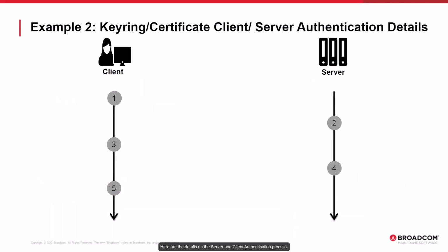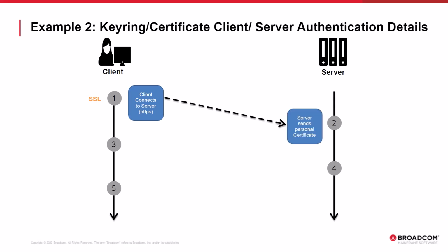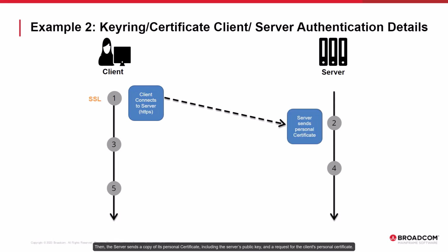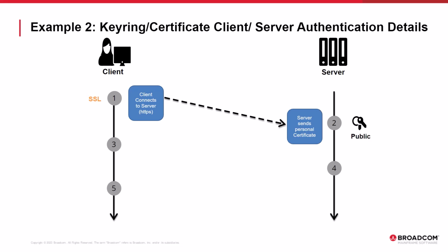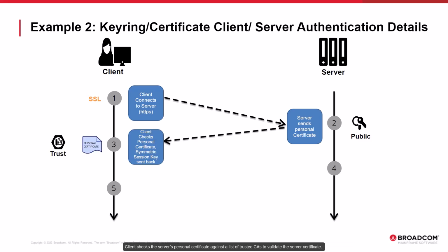Here are the details on the server and client authentication process. First, the client connects to a server secured with SSL, HTTPS, and requests that the server identify itself. Then the server sends a copy of its personal certificate, including the server's public key and a request for the client's personal certificate. The client checks the server's personal certificate against a list of trusted CAs to validate the server certificate.